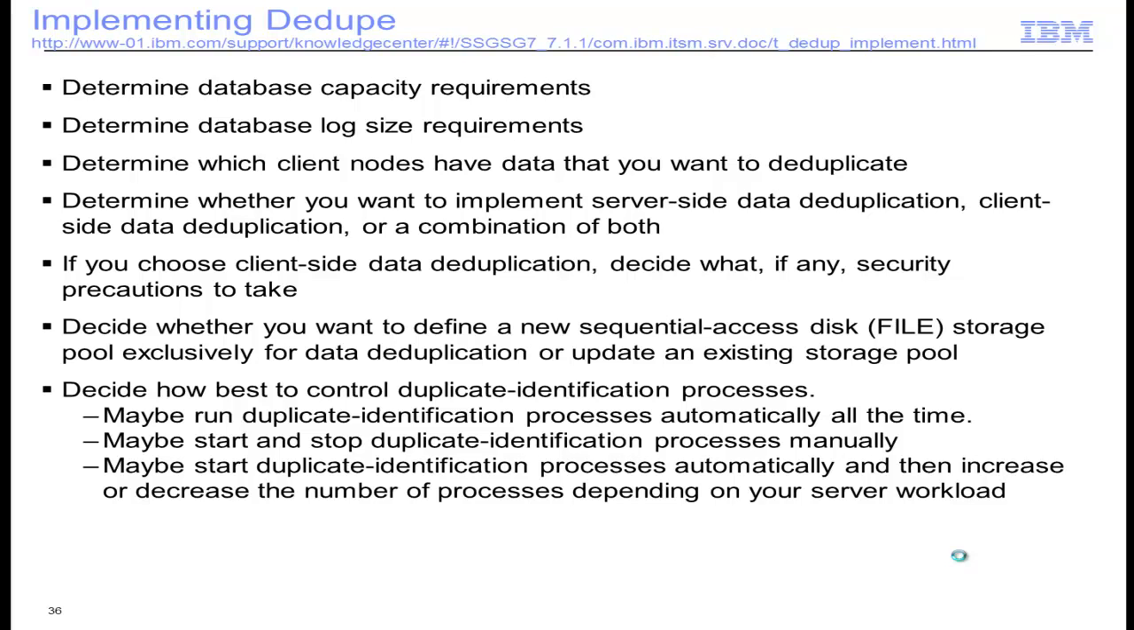Then you want to look at the storage pools itself and either choose an existing sequential access disk file storage pool or create a new one and then turn on data deduplication for that specific storage pool. The next thing you'll need to look at is how you're going to control the duplicate identification process. If you want to have that as a scheduled process that runs automatically all the time, or if you want to be starting and stopping that manually, or if you want to be able to start it and then perhaps interrupt it to change the number of processes that are running against that.